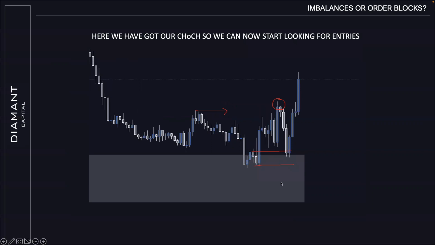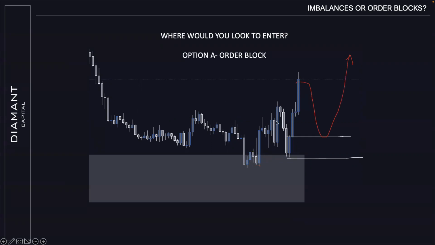So what we can start doing is we can start looking for entries. Now, the first entry right here would have been at this order block at the bottom. What happens, let's just say, if we did miss it? Where would you start to look to enter? Price has made that other move to the upside now. We can clearly see that we're rejecting nicely off this high time frame demand zone, and now we're starting to look for an entry.